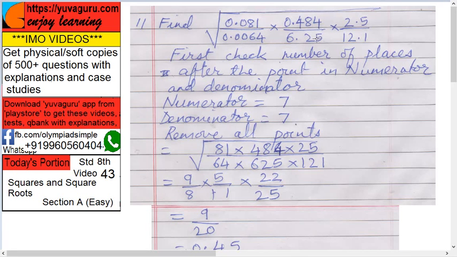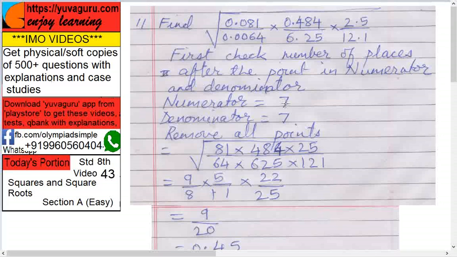Denominator also 4, 2, 1, 7. So both numerator and denominator have the same places after the point. So you can remove the point at one stroke from numerator and denominator both. Nothing will happen, right? So it will be 81 upon 64, into 484 upon 625, into 25 upon 121, right?